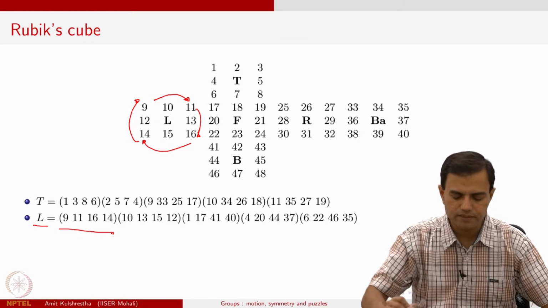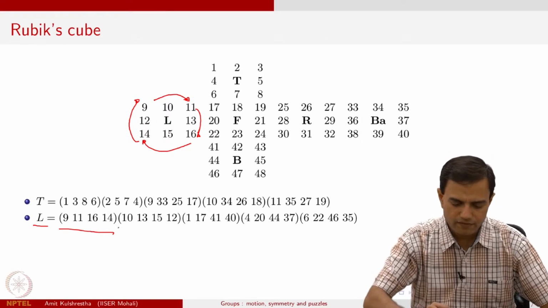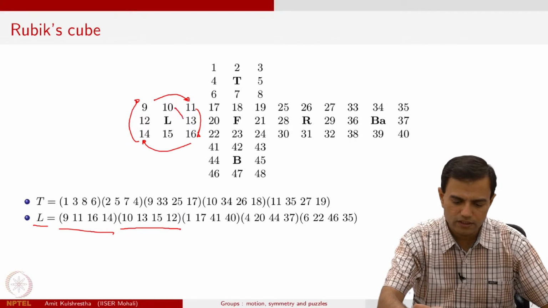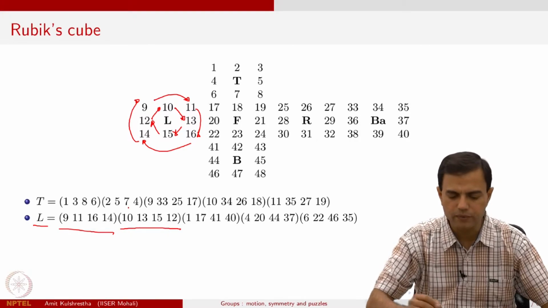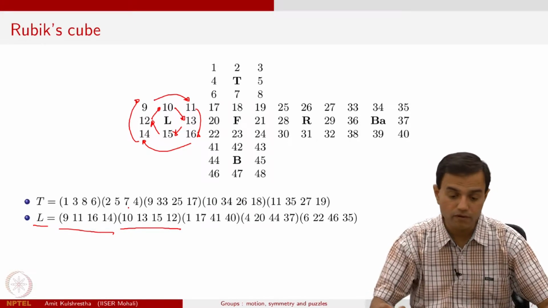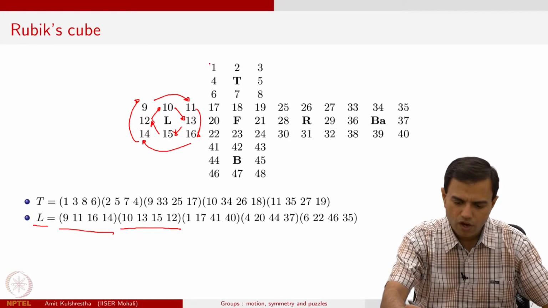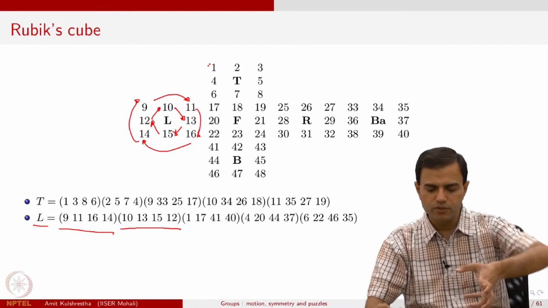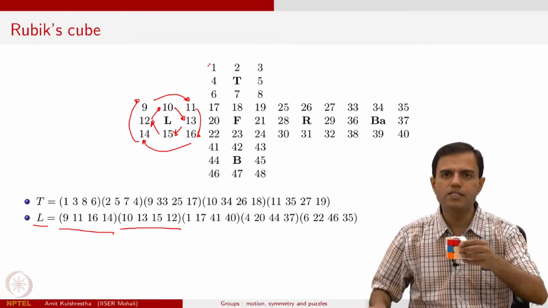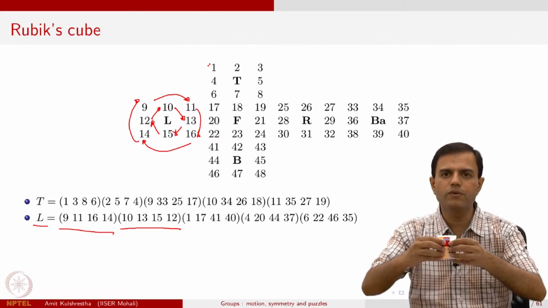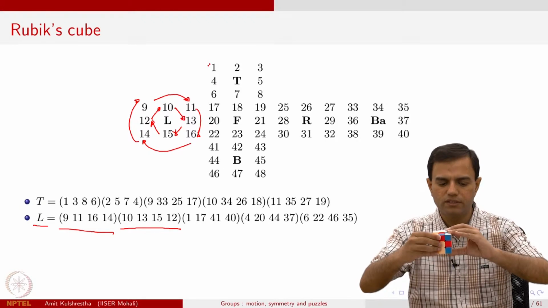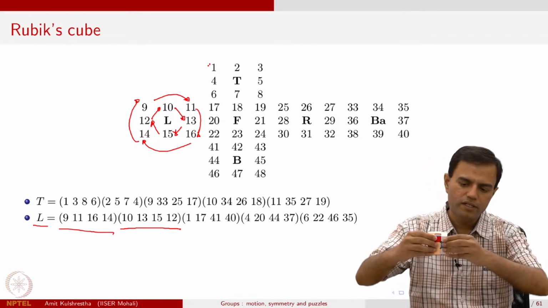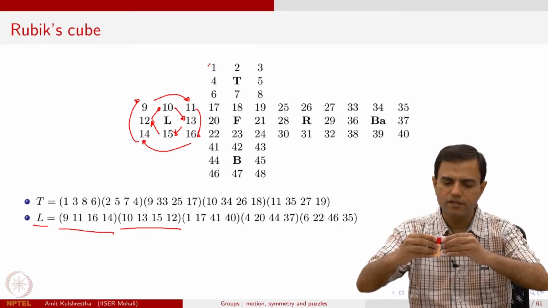So you have it like this. And then what happens to the other one? 10, 13, 15, 12 and back to 10. What about 1? 1 goes to, in this move, so you are moving it. The left one is what you are moving, right? So you are moving it like this, from here in a clockwise direction, right?